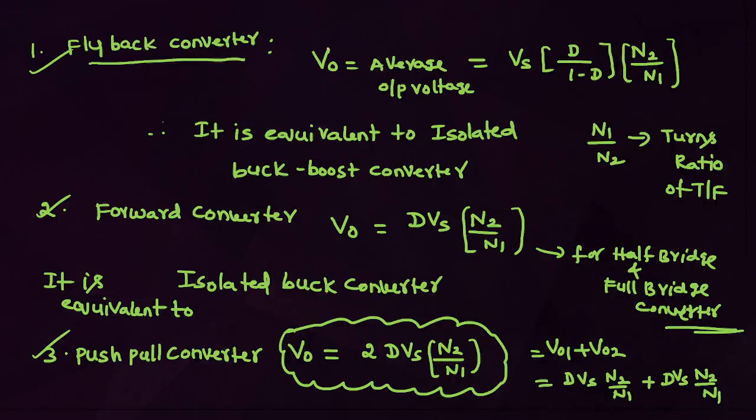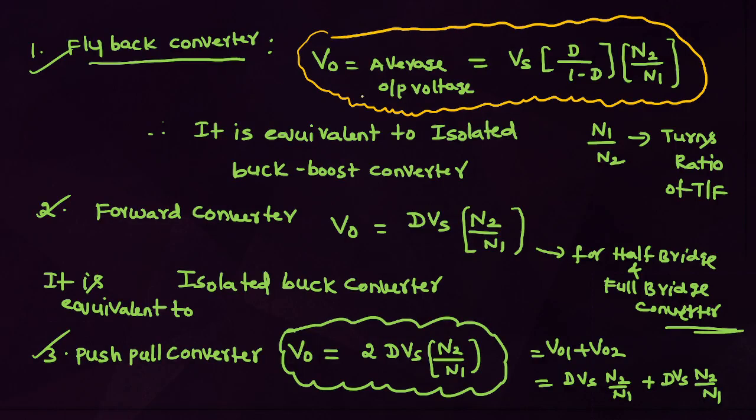What is the difference between SMPS and chopper? In SMPS, there is a transformer arrangement. With the transformer, the average output voltage of flyback converter is Vs into D into (1 minus D) by (N2 by N1) squared. This formula you already know, na? Without the transformer ratio, dVs by 1 minus D is which regulator? Buck regulator. Sorry, buck boost regulator.